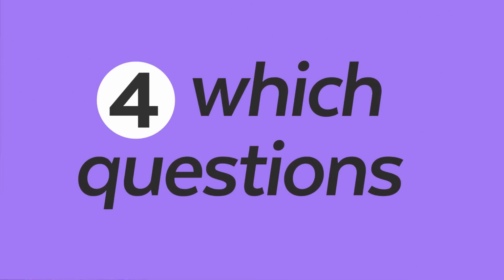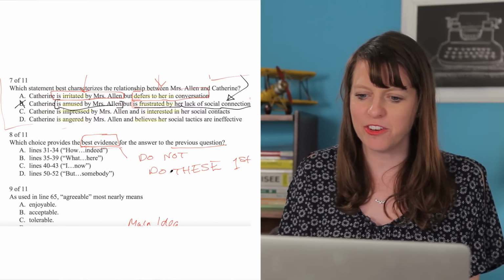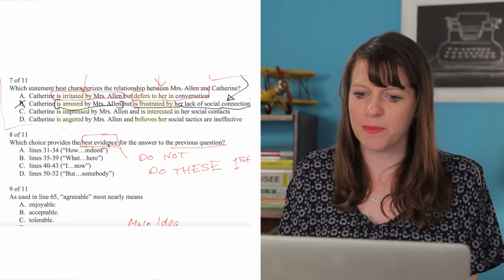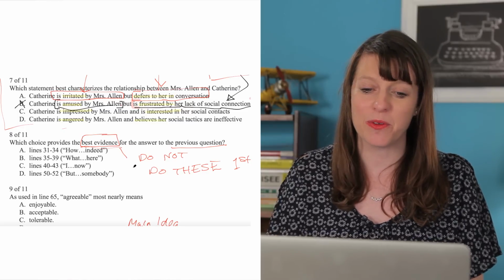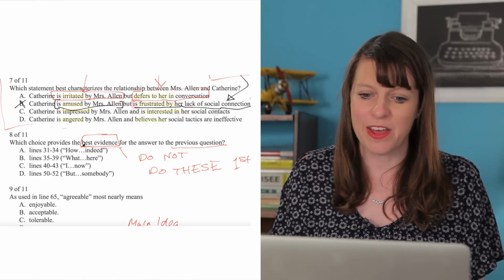Fourth tip, don't attempt "which of the following is the best evidence" questions out of order. So here's what that question is. It's right after this one. Do not do these first. Which of the following provides the best evidence for the answer to the previous question? If you've done enough practice tests of these, you probably know that a lot of the time you get this guy right and the one after it wrong.